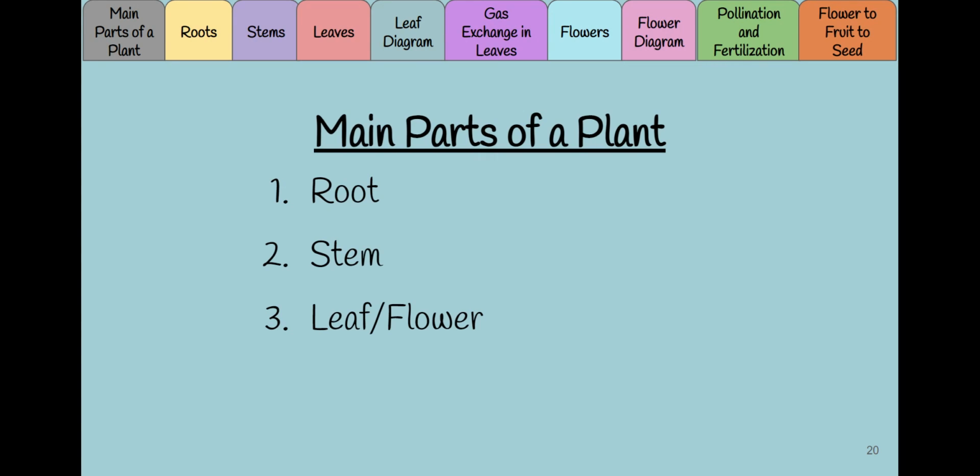So let's talk about the main parts of a plant. There are three parts: the root, the stem, and the leaf or flower.